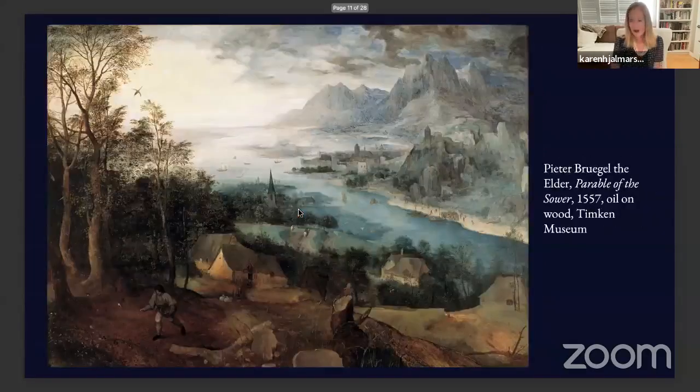Now, this is in our very own Timken Museum, the Pieter Brueghel the Elder, Parable of the Sower. By the 16th century, we really begin to see the use of landscape. And again, as I mentioned with Patinir, you see almost an aerial perspective. And this is of his own country. This is the Netherlandish region. He was from Breda, which would now be in Holland.